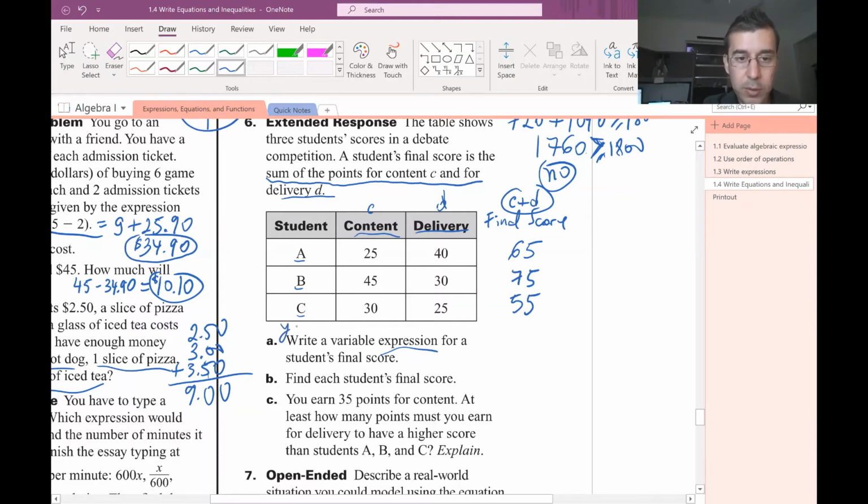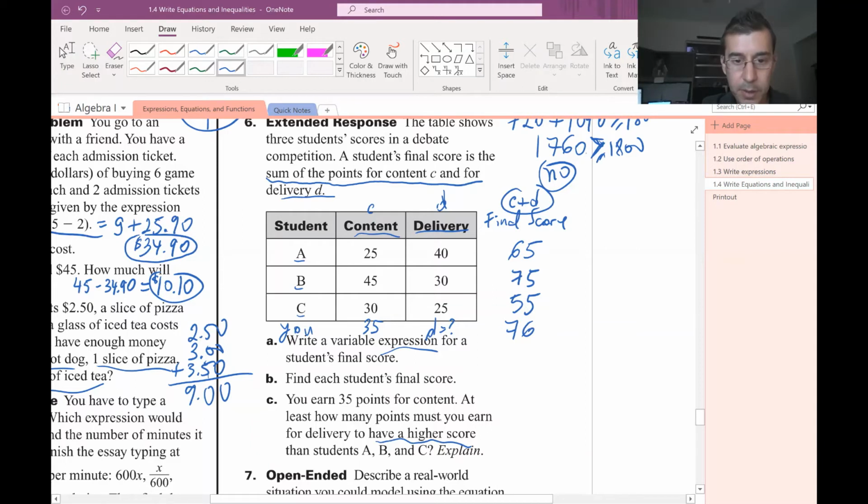And then C, you earn 35 points for content. At least how many points must you earn for delivery, D? So D, how many points to have a higher score than any of the students? So the highest score is 75. So you have to score 76 to have the highest score, right? So this should be 76.